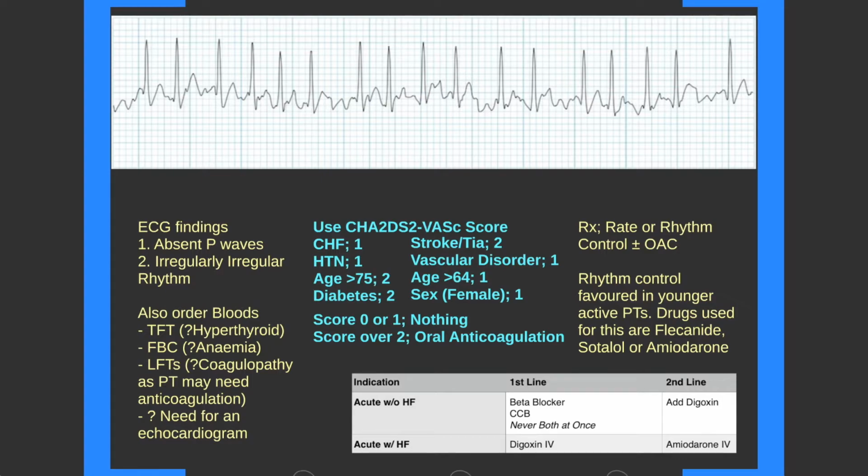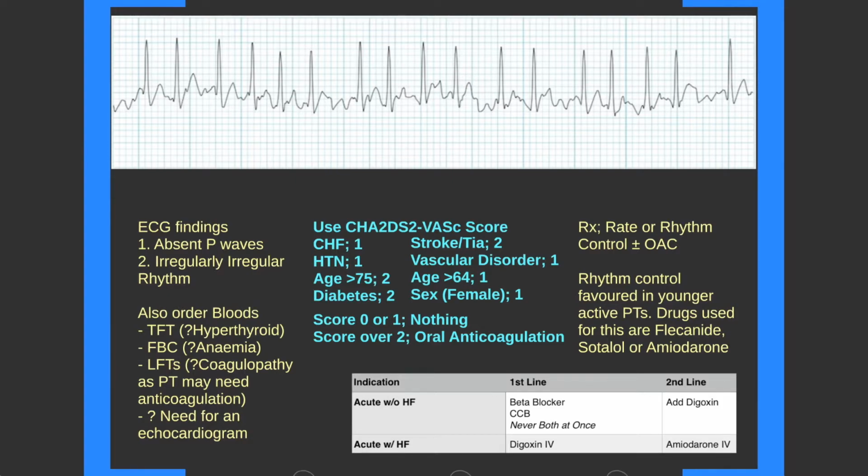LFTs you're sending away for because you want to know if there's any coagulopathy. You want to see if this patient has a raised INR already, or if there's some sort of synthetic problem with the liver that would be contraindicated with anticoagulation, or if they need more anticoagulation to overcome it. You could also book an echocardiogram.